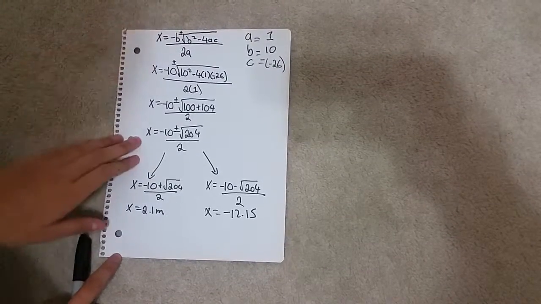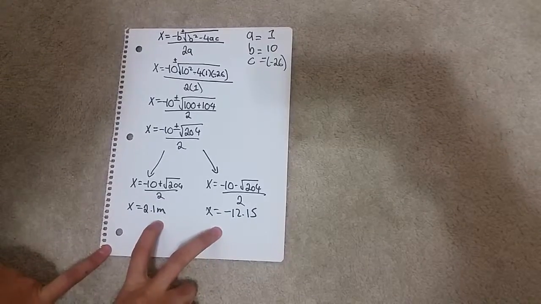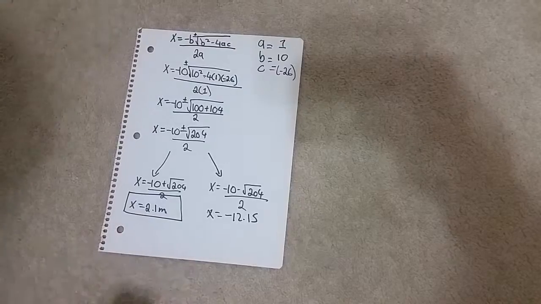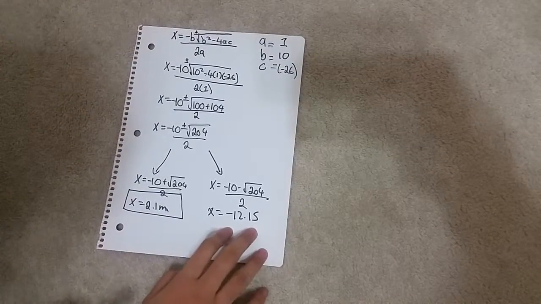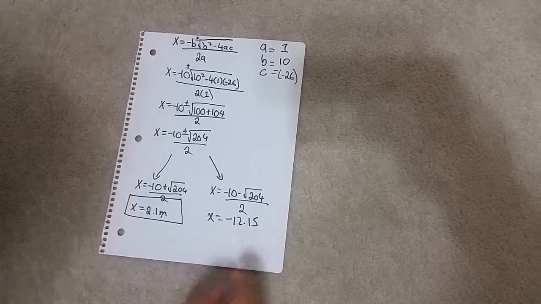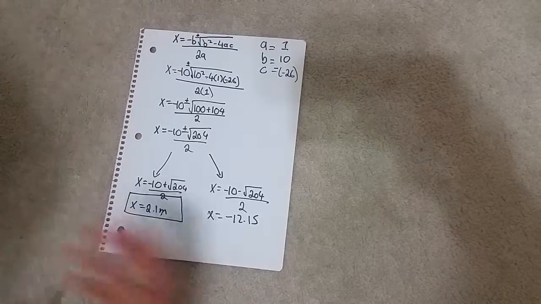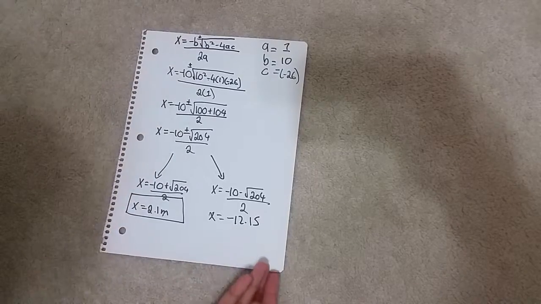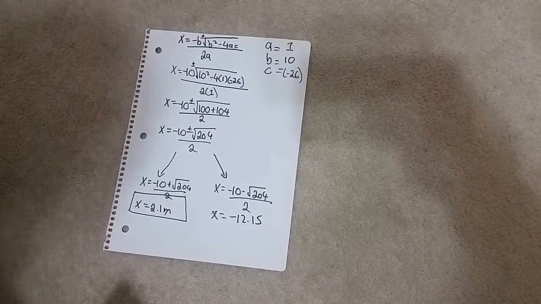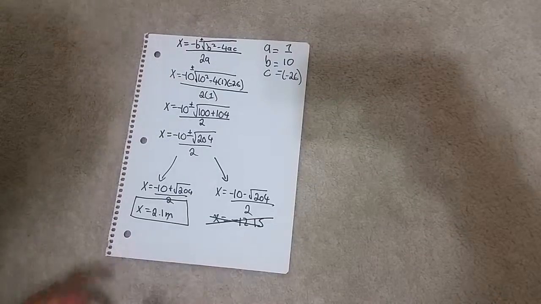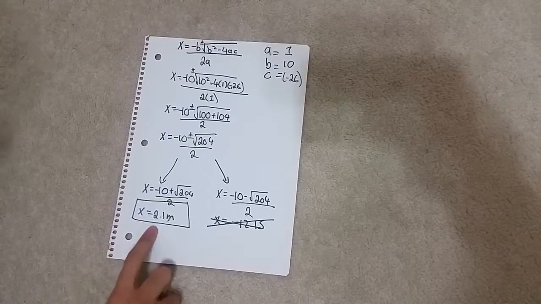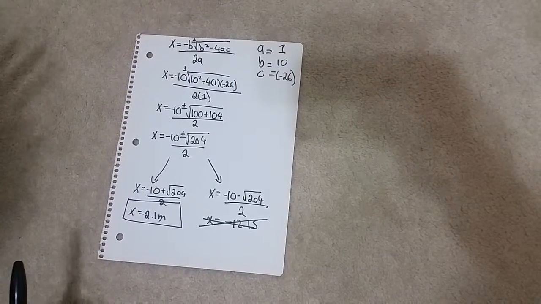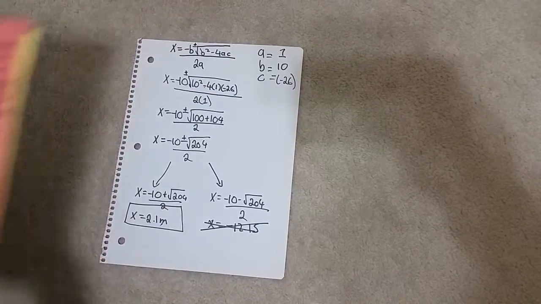So after we do our quadratic formula, of course, we get two intercepts. So now we know that we have to use 2.1 meters, not negative 12.15, because as you know, measurements cannot be negative. You cannot have negative 12.15 meters as our dimension. So this one cancels out. So now that we've got our x, we're not done yet. We have to go back and sub it into our formulas for length and width.